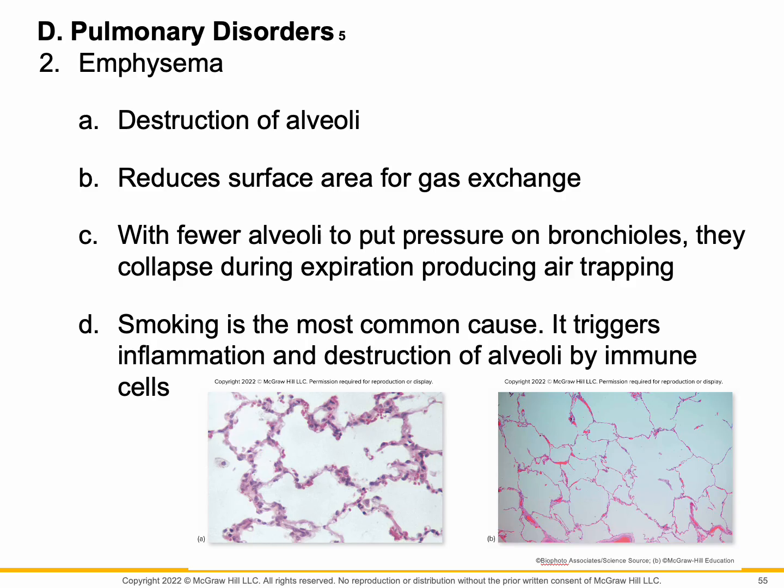So you've got destruction of the alveoli, reduced surface area for gas exchange, with fewer alveoli to put pressure on the bronchioles. They collapse during expiration, producing air trapping. Smoking is the most common cause of emphysema. It triggers inflammation and destruction of alveoli by immune cells.